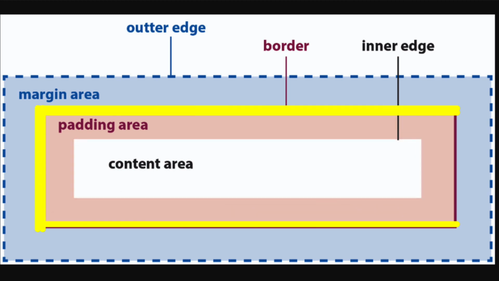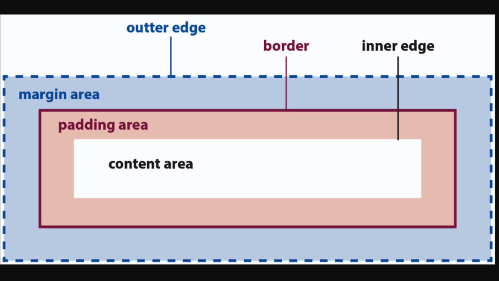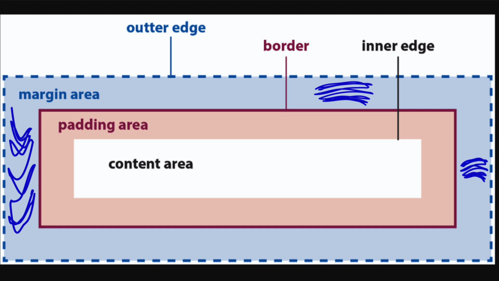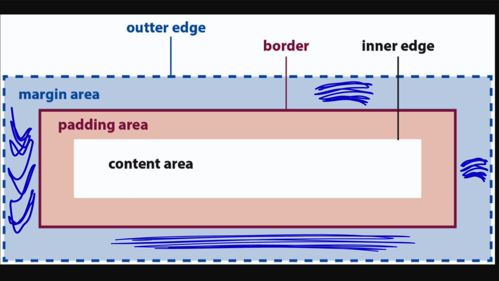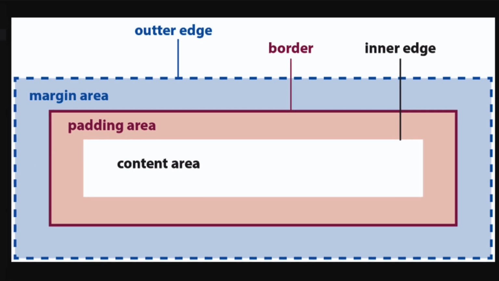That border is a line or stylized line that surrounds the content, and then we have this margin, which is an optional amount of space that's outside of the border. The margin is always going to be transparent. You can't color a margin any more than you can add color to a padding. And then we have the outside edge of that margin.